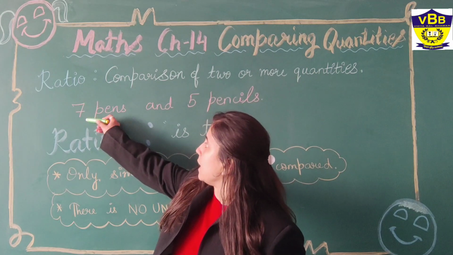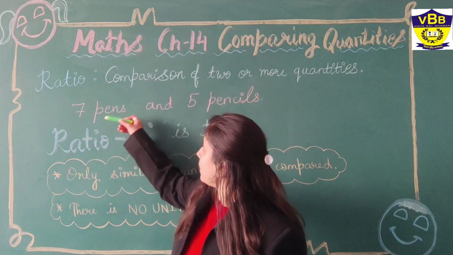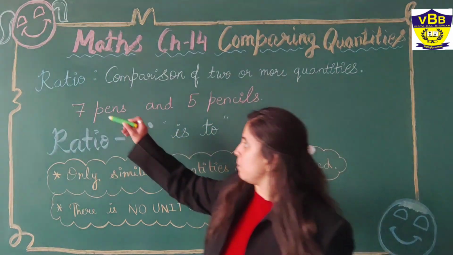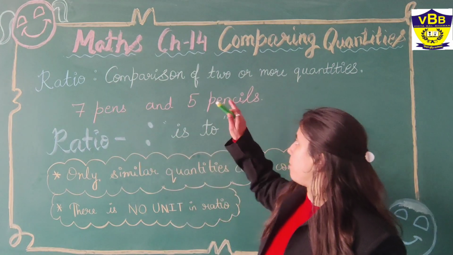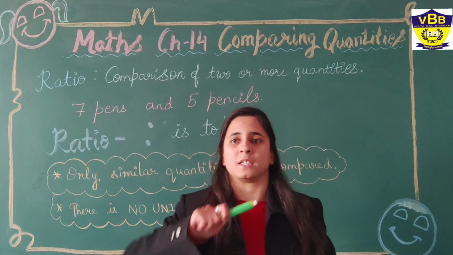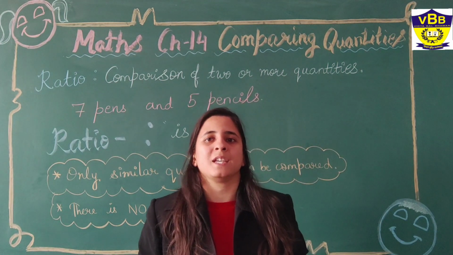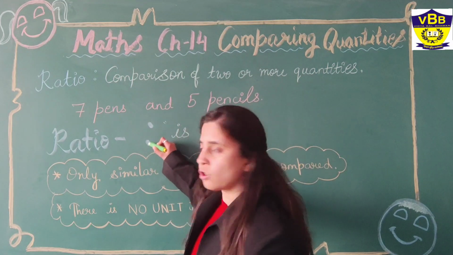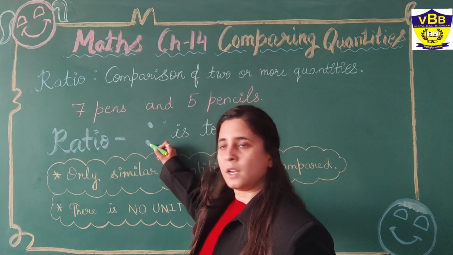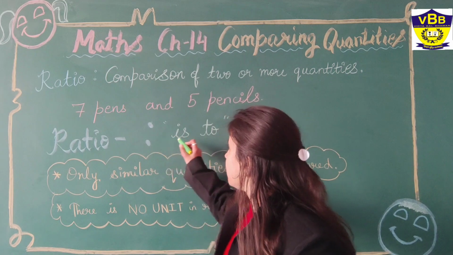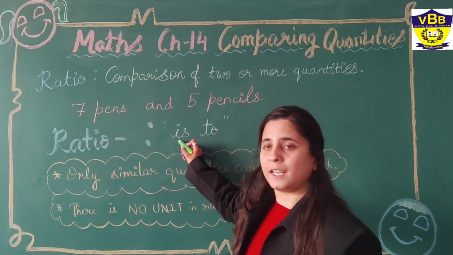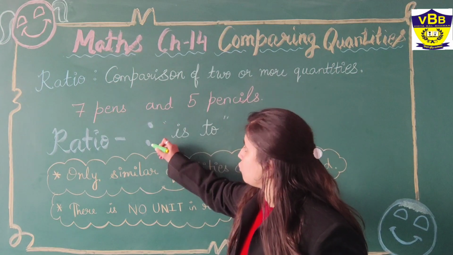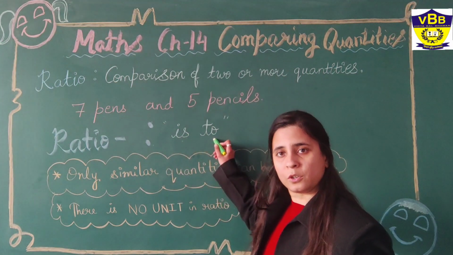Now say a boy is having 7 pens and 5 pencils. If there is a boy who is having this number of pens and this number of pencils, how can we express it in ratio? The symbol of ratio is colon, that means 2 dots. We read these 2 dots as "is to".